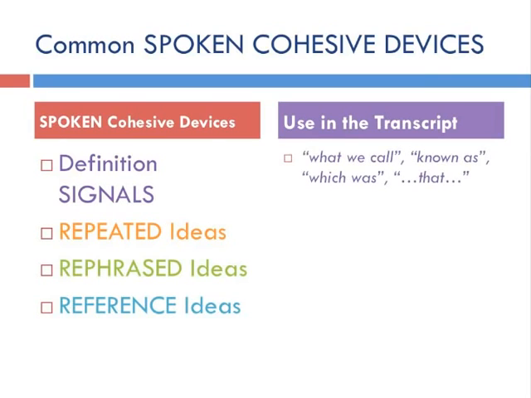Now, on the right side, we have a similar color coding system to illustrate things we see already in the transcript and things we're probably going to see as we continue. So words such as what we call, or something is known as, or even these particular relative pronouns, which, was, or that, can help to define and clarify the idea a little bit more.